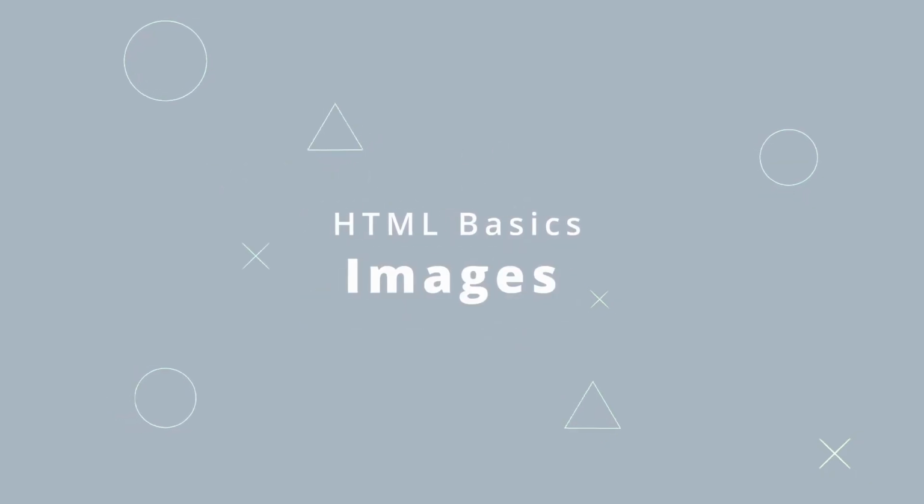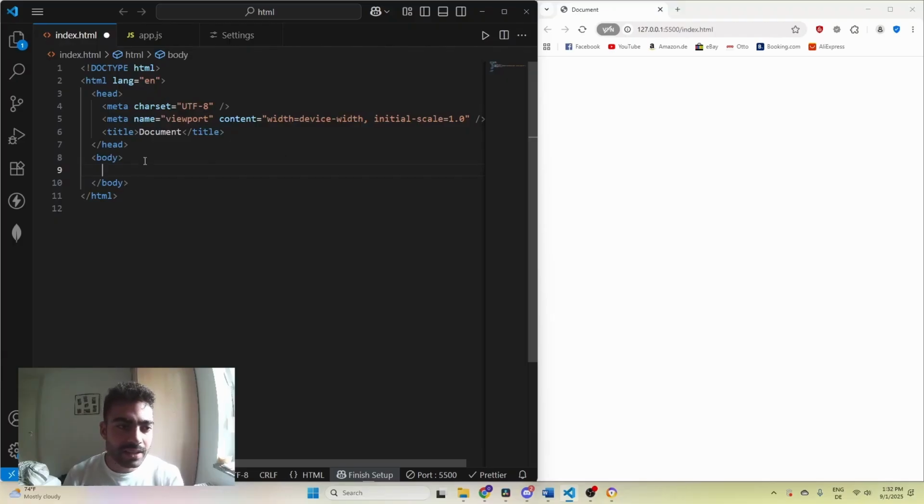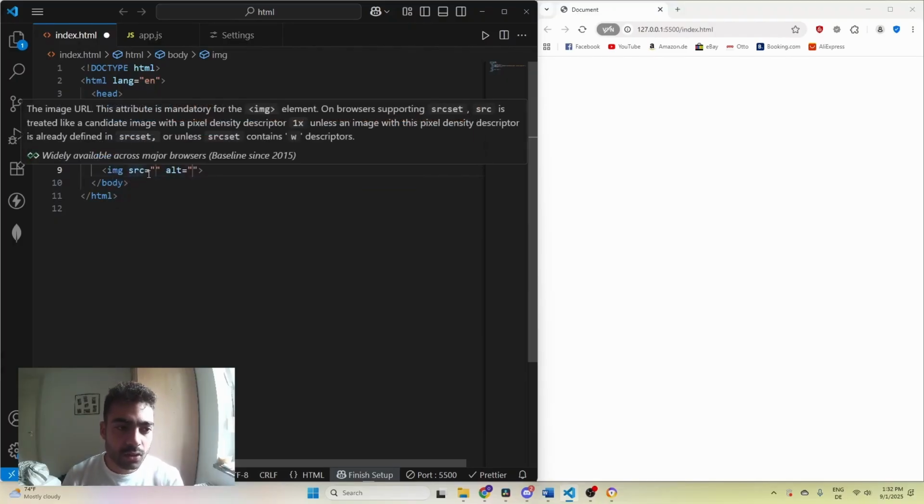Today we learn about images in HTML. Images are added within the image tag. It's a self-closing tag, which means it doesn't need a closing partner. So let's take a look at it inside of VS Code. First of all, we can create an image by using the image tag. The image tag looks like this, and it has two attributes, the source attribute and the alt attribute.